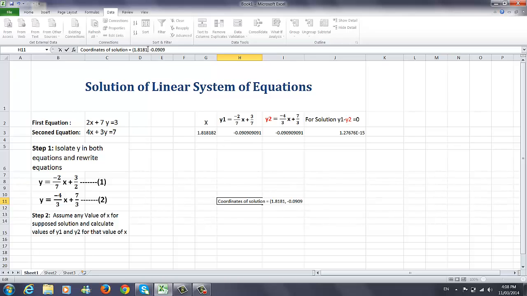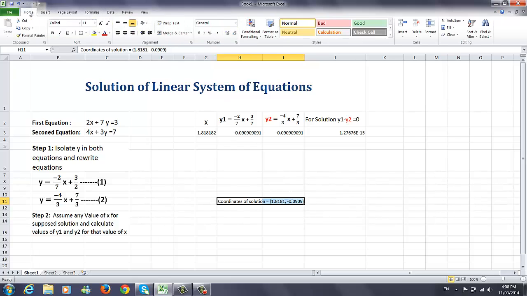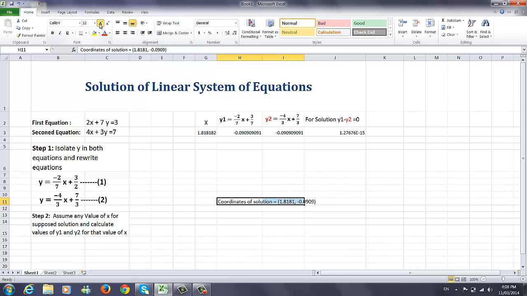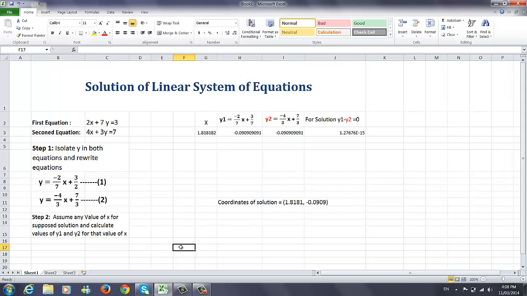0.0909. So this is the required solution, and you can highlight this solution by making the font size bigger, but this is the required solution for the given system of linear equations by using the Goal Seek method of Microsoft Excel 2010.